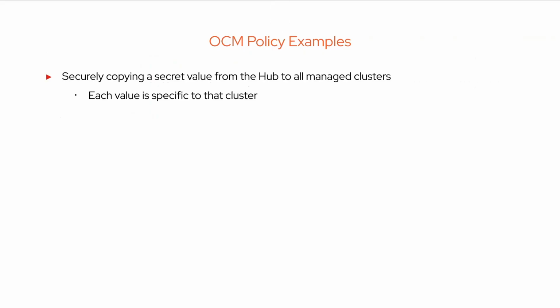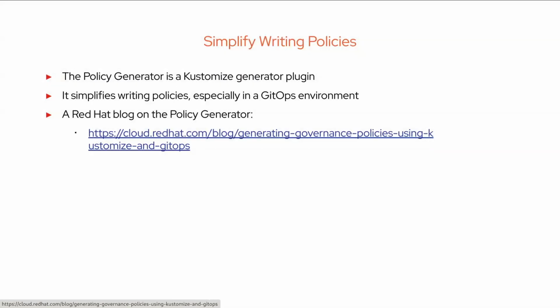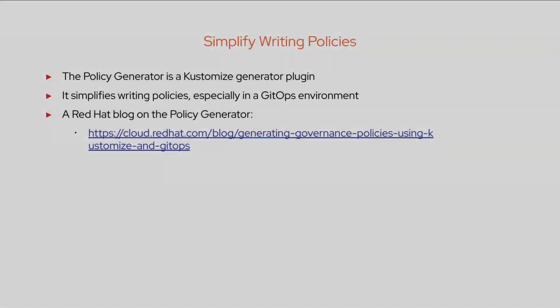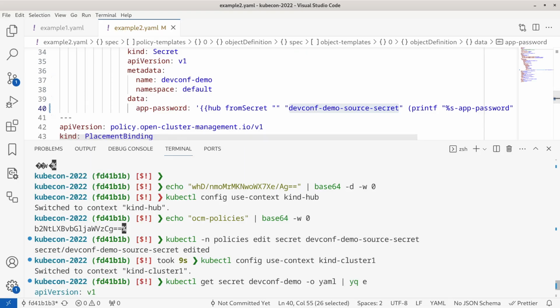So going back to the slides now, this might seem like there's a lot of YAML that you're working with right now, and it can be a little overwhelming when you're first starting out. So there is a Kustomize generator plugin called the Policy Generator that really helps simplify writing policies, especially in a GitOps environment. Red Hat has a pretty good blog on this topic, but I'll just show you quickly the first demo that I had rewritten into the Policy Generator logic. So let's go ahead and take a look at that.